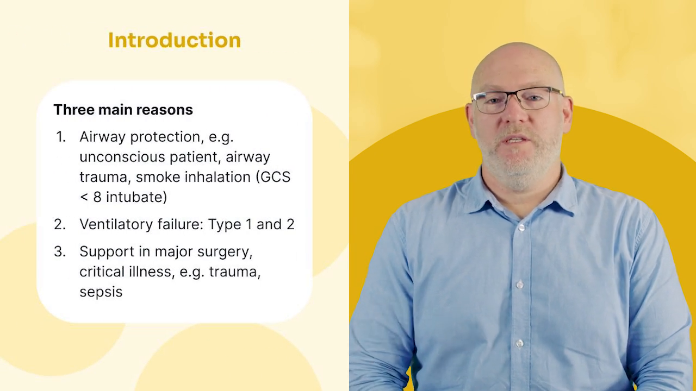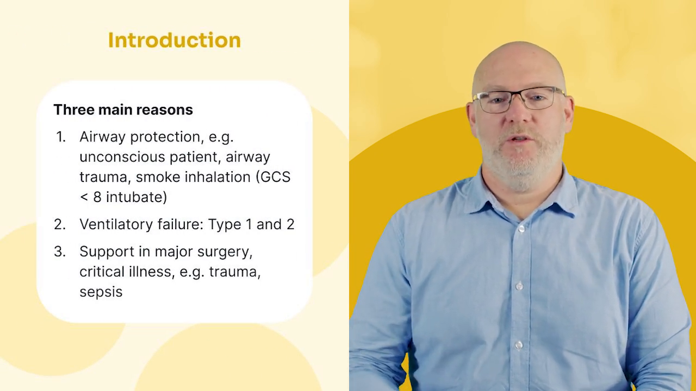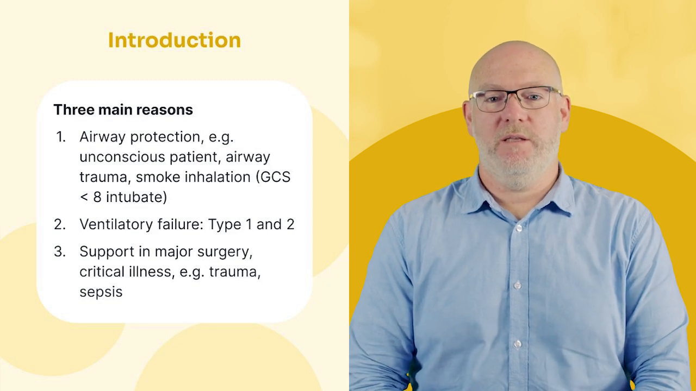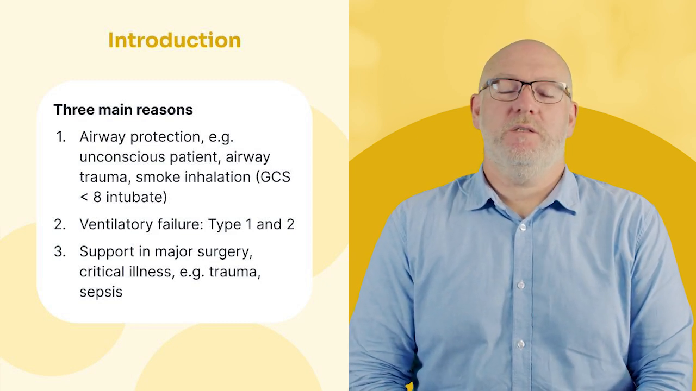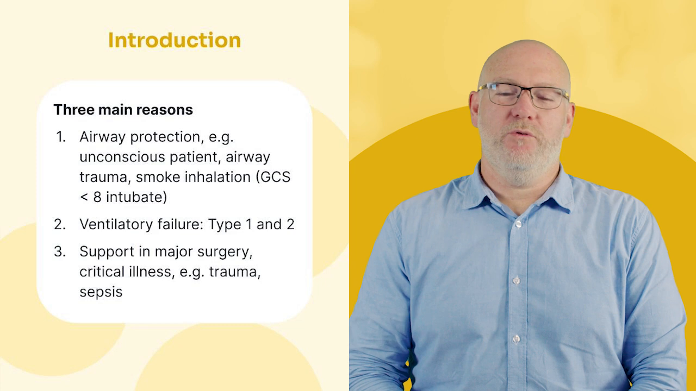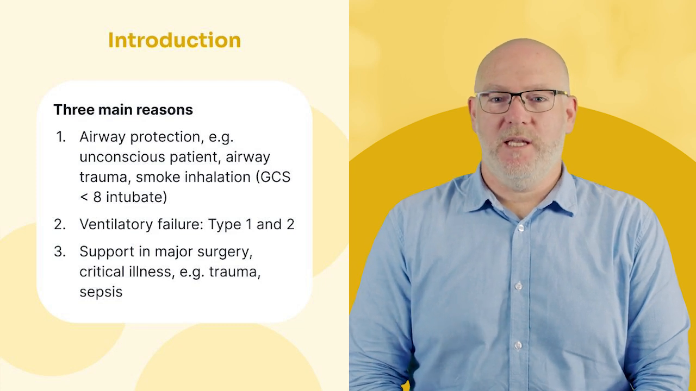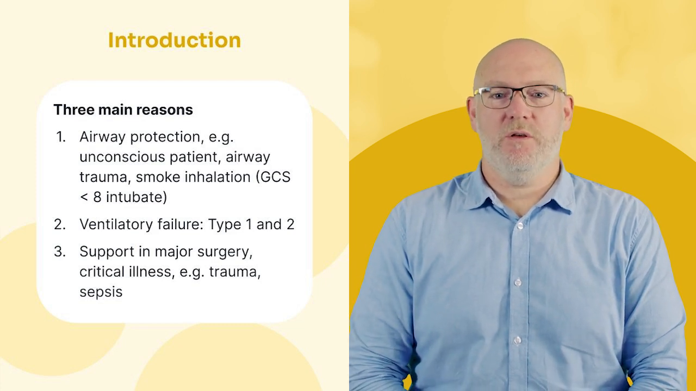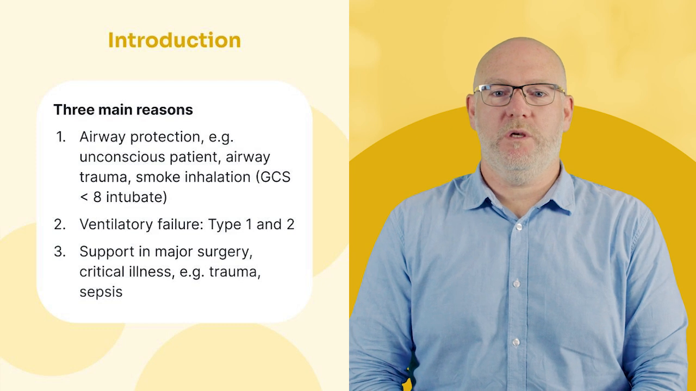There are three main reasons we would intubate, so putting a breathing tube in somebody and then ultimately ventilate them. That's for airway protection, so if they're unconscious. A general rule of thumb is this: GCS less than 8, you intubate. There's always exceptions to those rules, but that's a good general rule to work off.